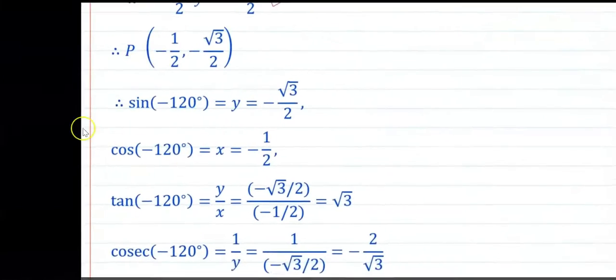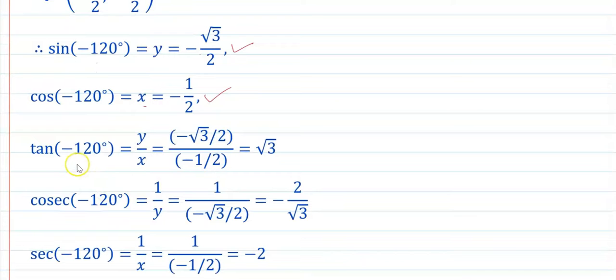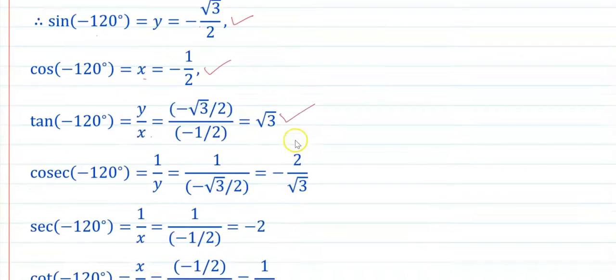And hence, sine of minus 120 is equal to y, minus root 3 by 2. Cos of minus 120 is equal to x. x is minus 1 upon 2. Tan of minus 120 is y upon x, minus root 3 by 2 upon minus 1 upon 2. Minus becomes plus, and you will get root 3.